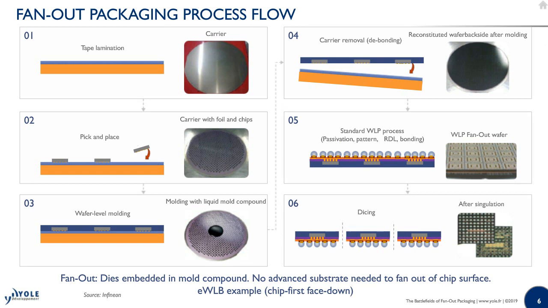I'm starting with the fan-out packaging process flow to appreciate the fan-out technology value. In this example, we have used the EWLB, which is a chip-first face-down process. As you can see, steps 1 to 6 are how the die is built up: tape lamination, pick and place, wafer-level molding, carrier debonding, the standard metallization interconnect processes, and finally the dicing. You may notice the proliferation of I/O is beyond the die area size, and there is no advanced IC substrate needed in between. These are the key characteristics of fan-out packaging.